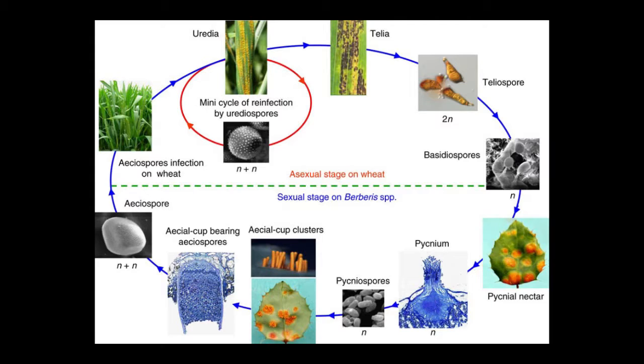produce teliospores. This is an asexual stage in the life cycle, and if environmental conditions are not too cold, these spores can overwinter and then restart the cycle in the next spring. Sexual stages can also appear in alternative hosts if the conditions are right.